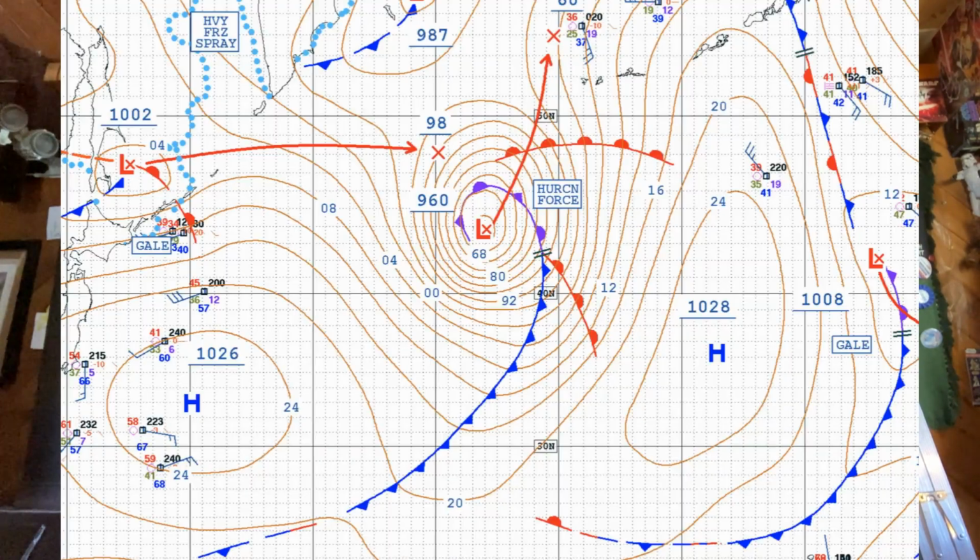Isobars connect lines of pressure. Think of it like a topographical map, except you're not looking at a hill, you're looking at a pressure system. They are the curved lines that are shown in brown in this map. The unit of pressure is kilopascals. So 24 means 102.4 kilopascals. 16 means 101.6. 4 means 100.4. 92 means 99.2. 68 means 96.8.